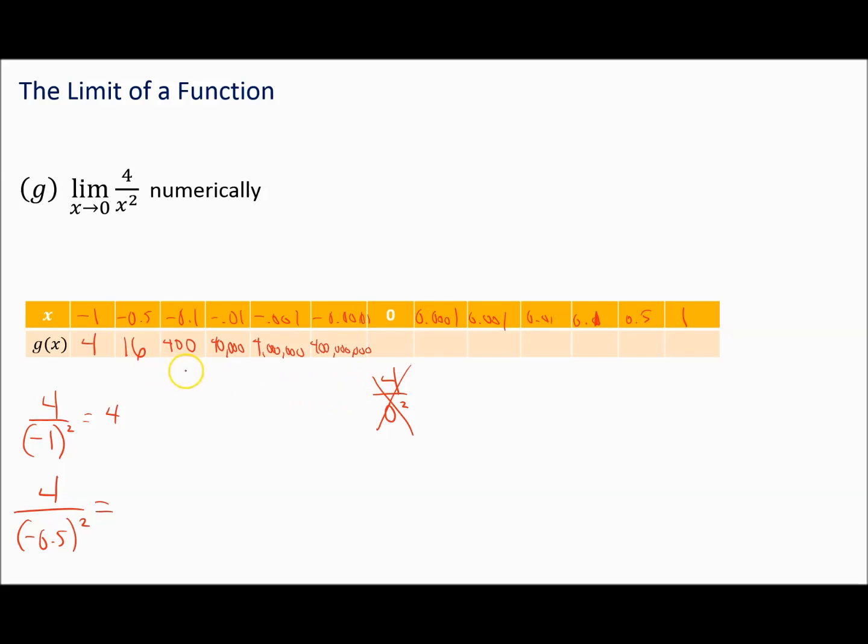Okay, so what is that getting closer to? You see the 4s and you think there's a pattern, but that's going to infinity. Am I right? It's just getting bigger and bigger and bigger. It's not getting closer and closer to anything.